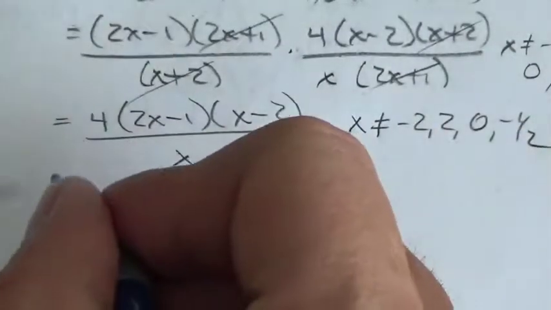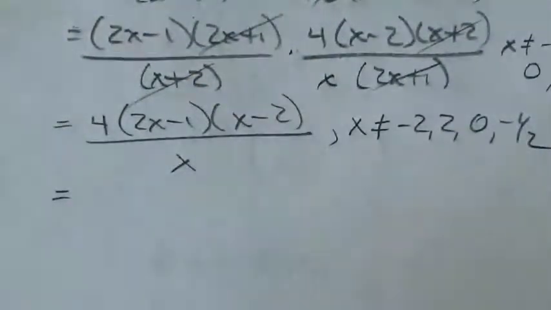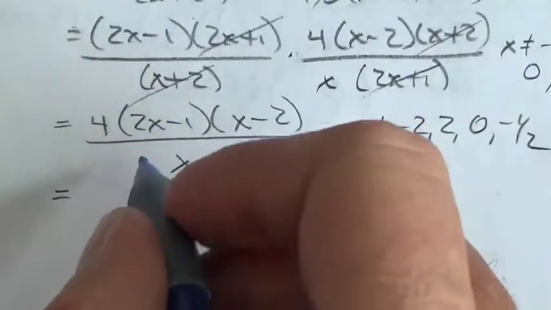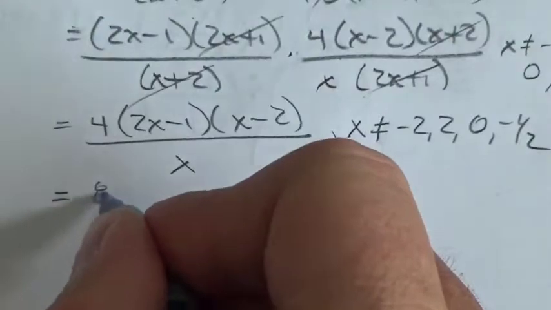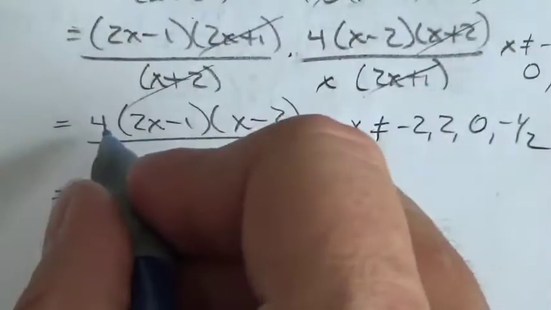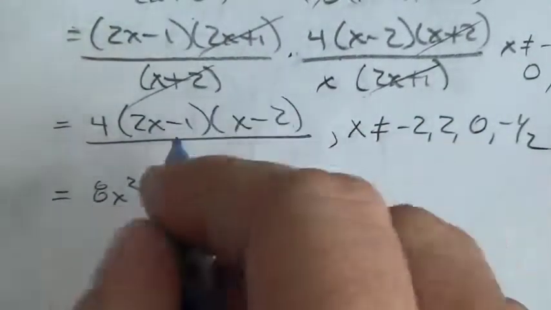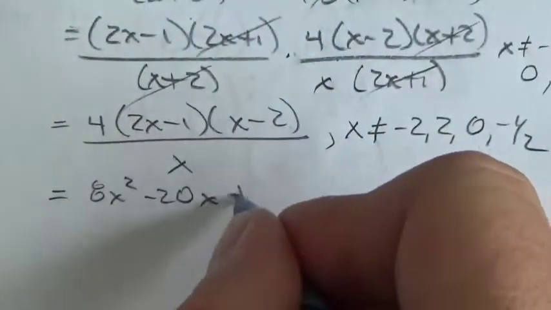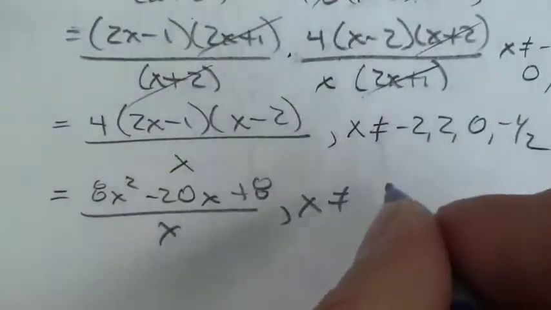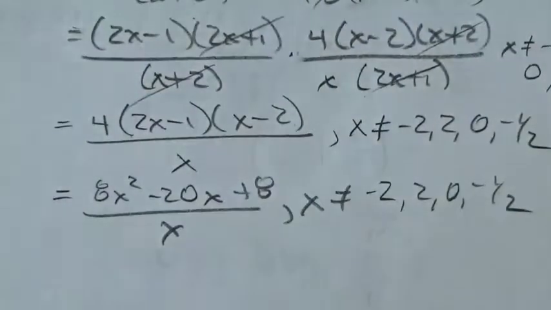Probably. Again, it all depends on your teacher here. You might be expected to multiply that out, in which case you're going to get 2x times x is 2x squared, multiplied by the 4 is 8x squared. Then -4 minus 1 is -5, times 4 is -20. Plus 2 times 4 is +8, all over x. And then again, x cannot be equal to -2, 2, 0, or -1/2.